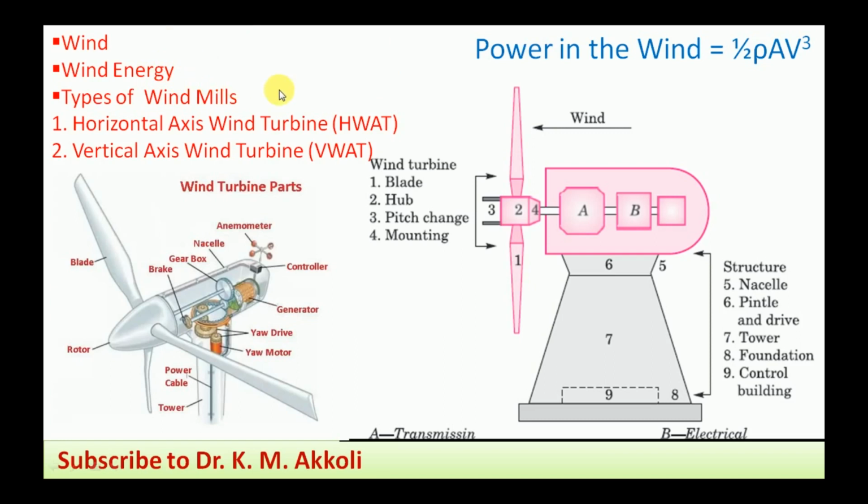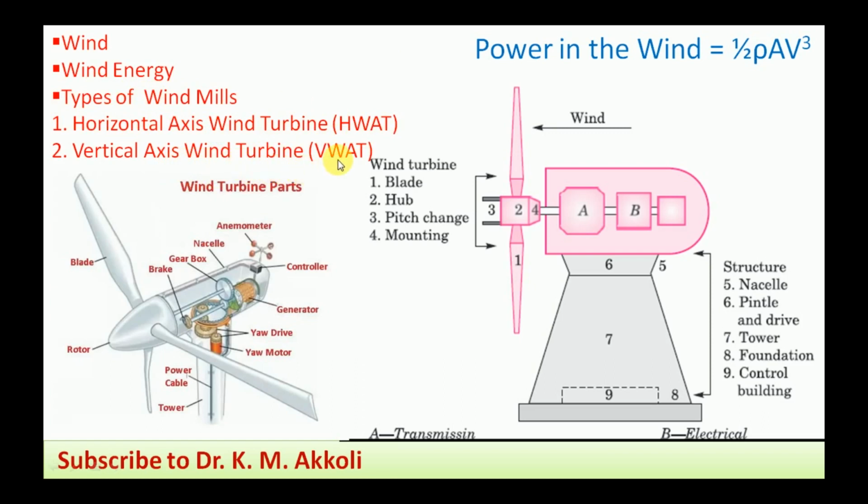The wind energy can be converted by using some machines, and those are called windmills, wind machines or wind turbines. There are different types of wind turbines and windmills, and those are mainly two types: horizontal axis wind turbine, called HAWT, and vertical axis wind turbine.